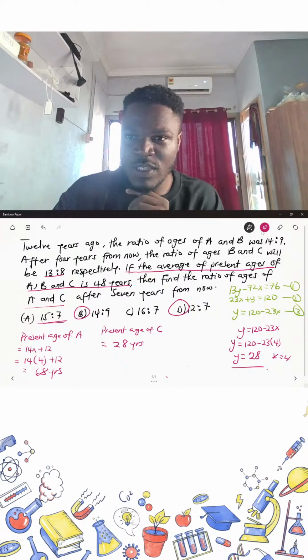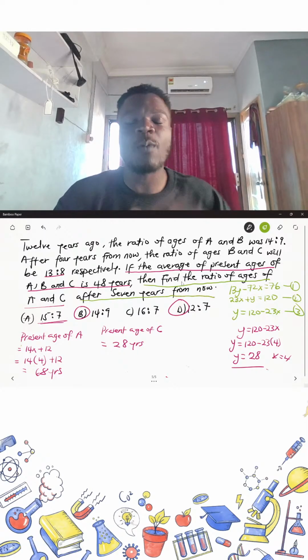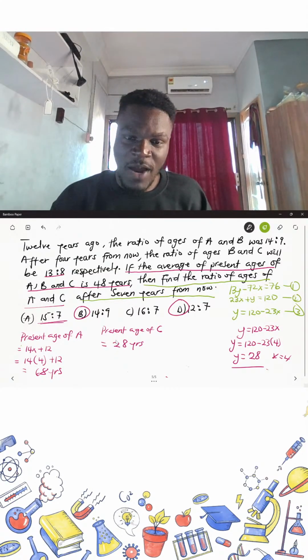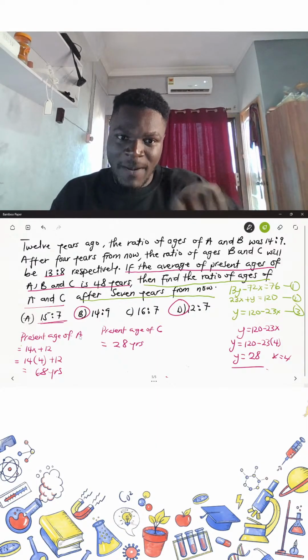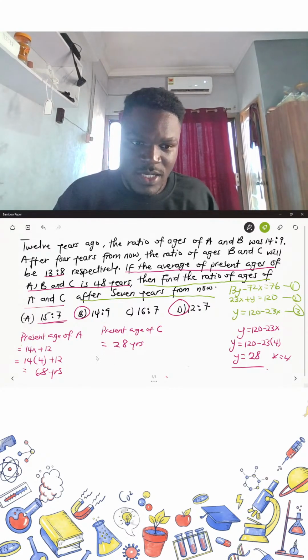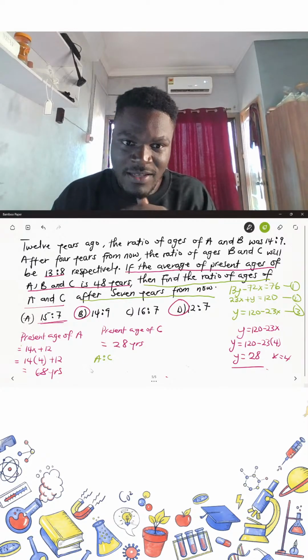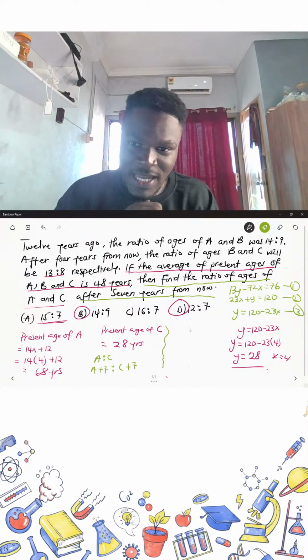Now, the conclusion part of the question is saying that then find the ratio of the ages of A and C after 7 years from now. After 7 years from now, okay? So after 7 years from now, the ratio of their ages will be the present age of A plus 7, the present age of C plus 7. Are you okay? So in this case, it will be the ratio of A is to C. That of A 7 years from now will be A plus 7 is to C plus 7. Are we okay?